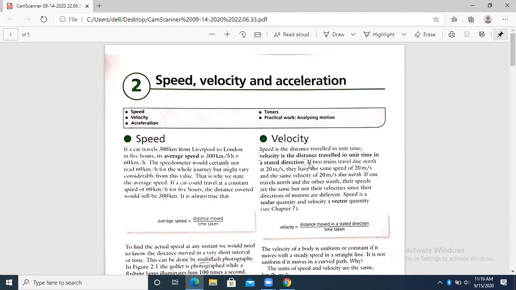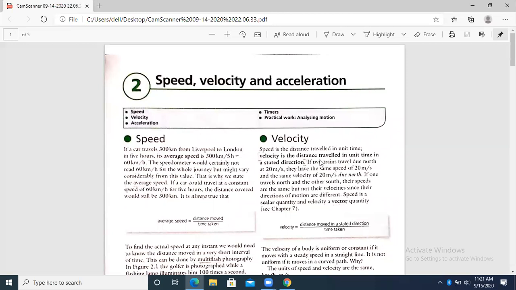For example, if you study this example, you will get the idea. If two trains travel due north, they are traveling to the north side at 20 meter per second, both of them, they have the same speed, 20 meter per second. Same speed, 20 meter per second means in each second they are covering 20 meter. But if one train travels north and the other travels south, the same speed, both are traveling 20 meter per second, but one is traveling from north to south, another from south to north. In this case, both of their speeds are the same, but their velocity is not the same. Their velocity changed because their direction changed. So their speeds are the same, but not their velocities, since their directions of motion are different.